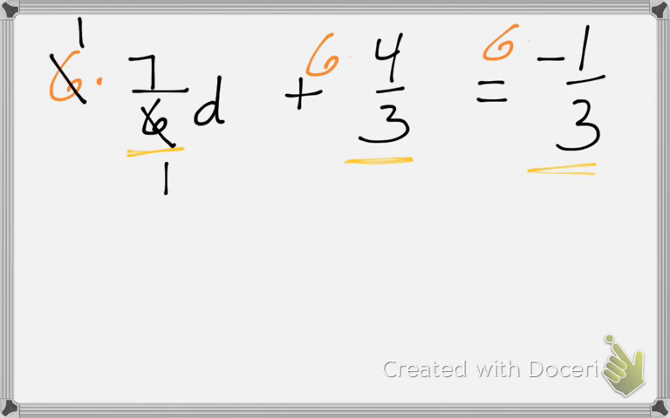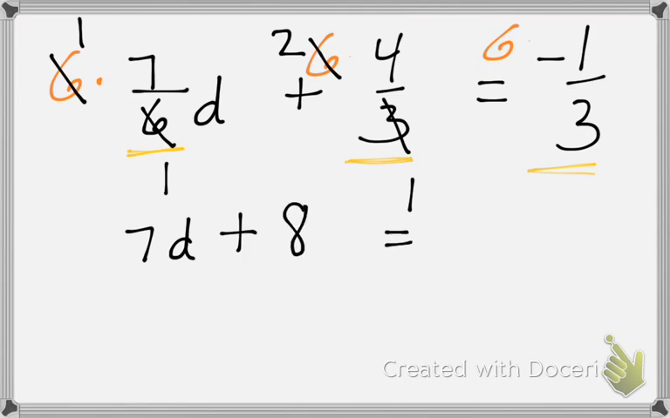So now I'm only left with a 7d. 3 goes into 3 once, 3 goes into 6 twice. So that is going to leave me with an 8. And then 3 goes into 3 once, 3 goes into 6 twice. That is going to leave me with a -2. So now I have 7d plus 8 is equal to -2. A slightly easier two-step equation if you ask me.